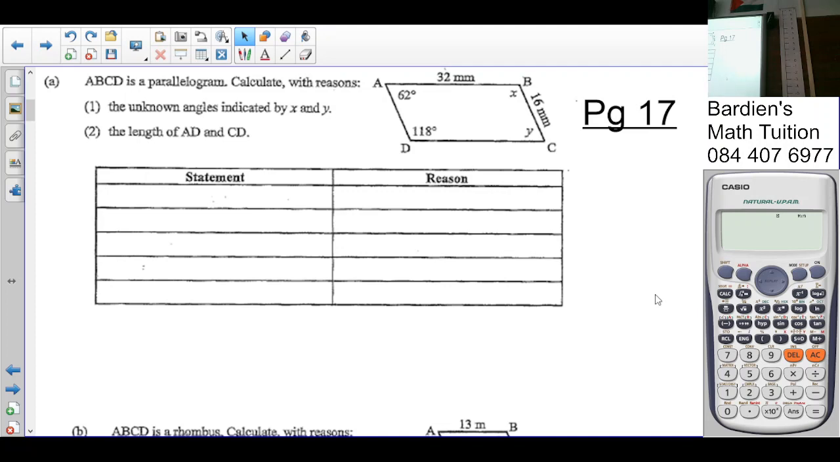Right, here we go. We are told that ABCD is a parallelogram. It says calculate with reason the unknown angles indicated by x and y. So this is how we answer this. We say x is equal to 118, because opposite angles are equal in a parallelogram. That's what you write, or you can write two pairs of opposite angles equal in a parallelogram.